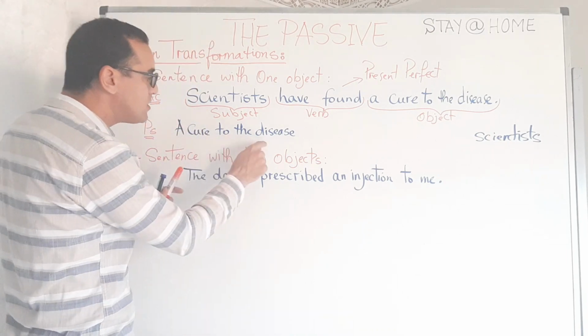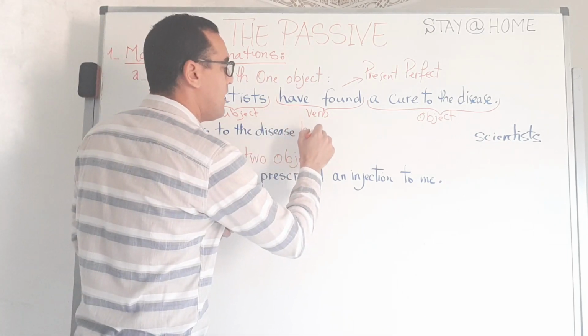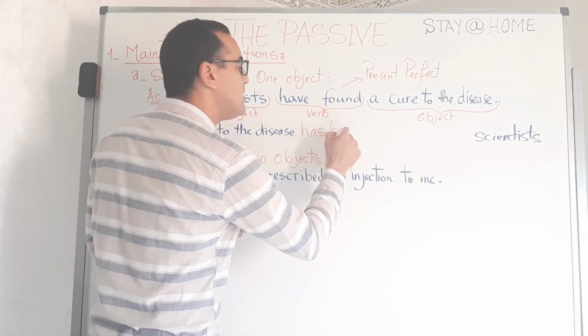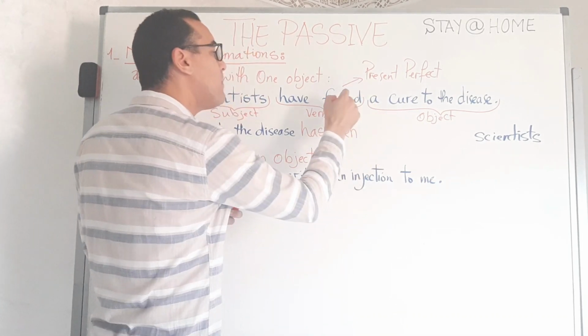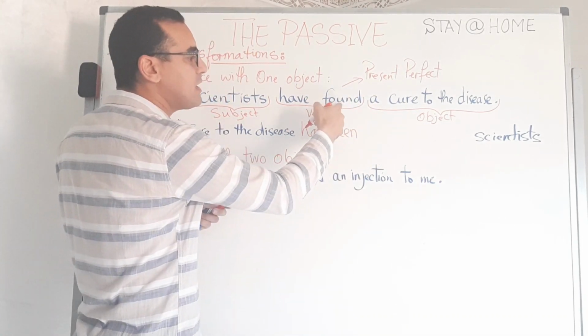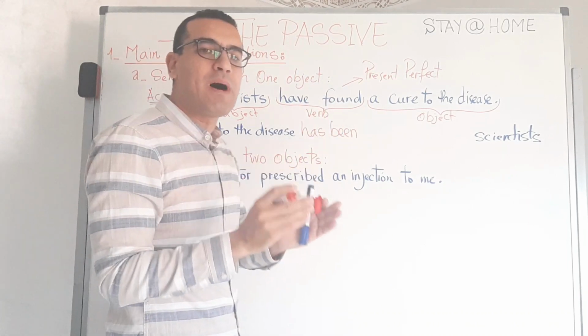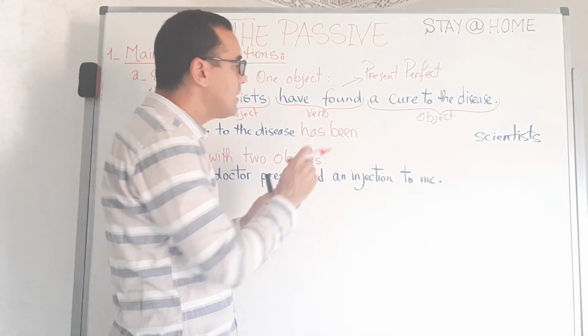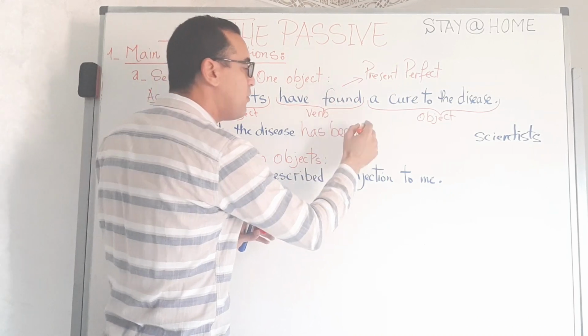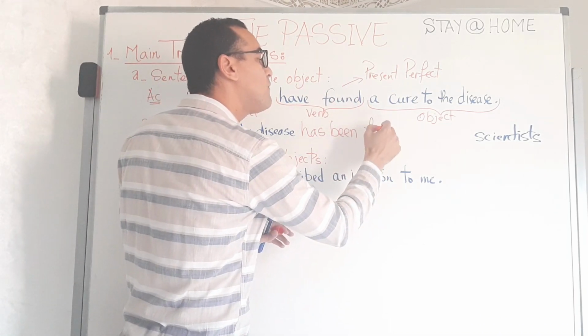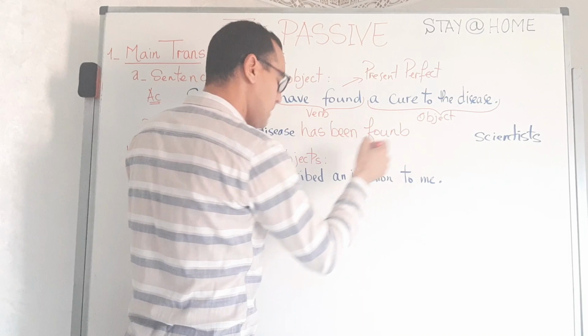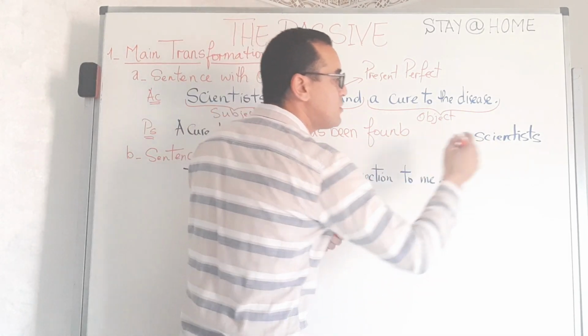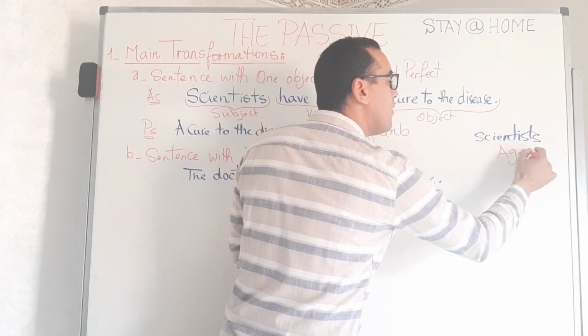So a cure to the disease, it's singular, has been. And then we go back to the verb. Where is the main verb here? It's find. What's the past participle of find? It's the same form. Has been found.